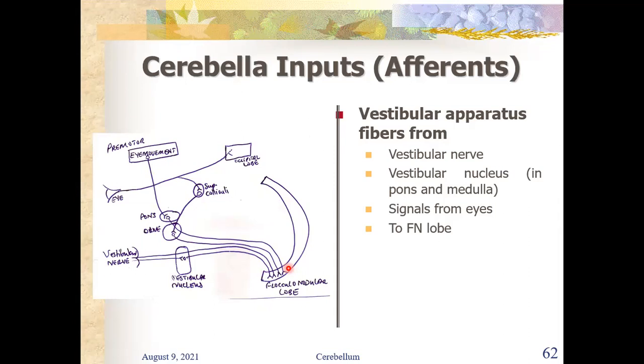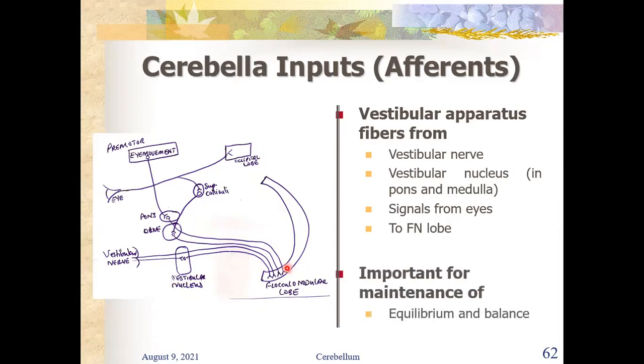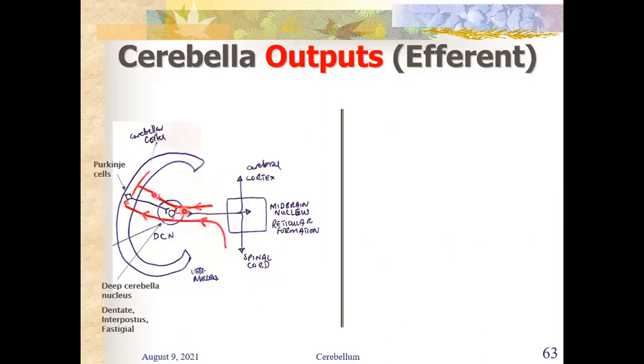So the importance of this connection of the cerebellum with the vestibular apparatus and with the superior colliculus for eye movement, and even the occipital eye area, is for maintenance of equilibrium and balance. So the cerebellum also plays a role in maintaining equilibrium and balance as a result of receiving afferents from the vestibular nerve, from the vestibular nucleus in the pons and medulla, and also receives signals from the eyes and the frontal or premotor area responsible for eye movements.